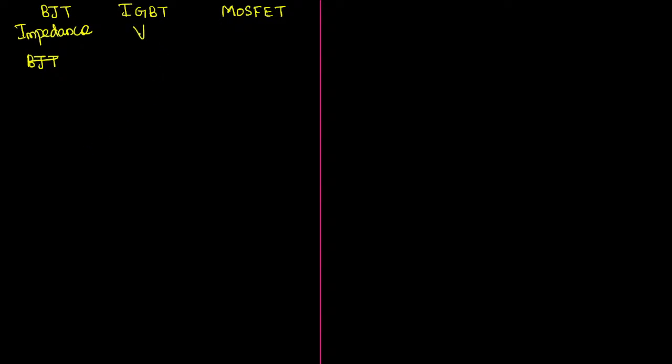IGBT is acting as a voltage controlled device. MOSFET is acting as a voltage controlled device. BJT is acting as a current controlled device. Yes or no? It means basically we know voltage is directly proportional to impedance, whereas current is inversely proportional to impedance. In order to inject the current into the device, we have to keep a very low value of impedance such that current can be injected. You can just remember it in this way.